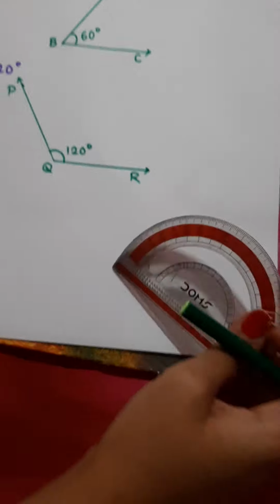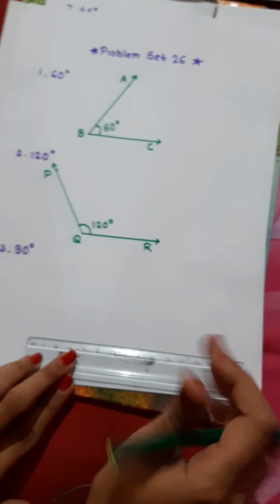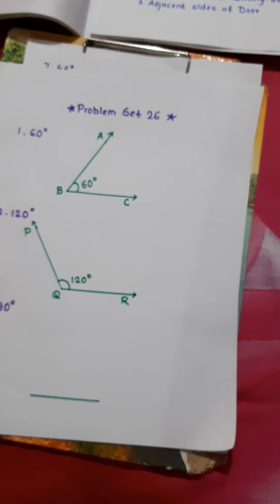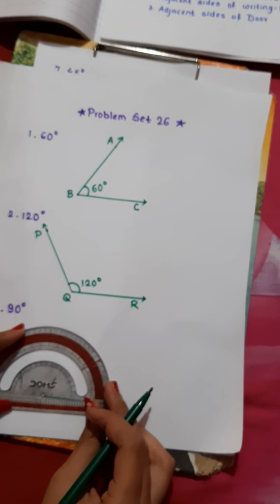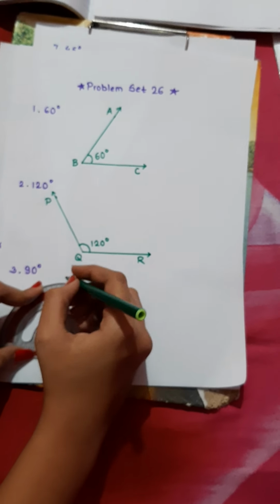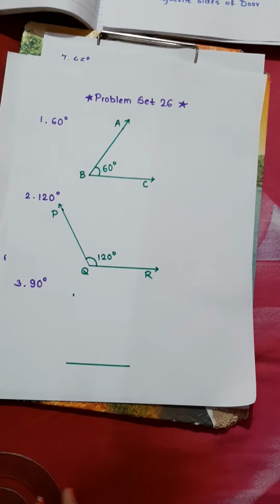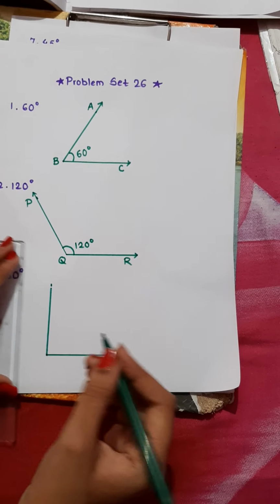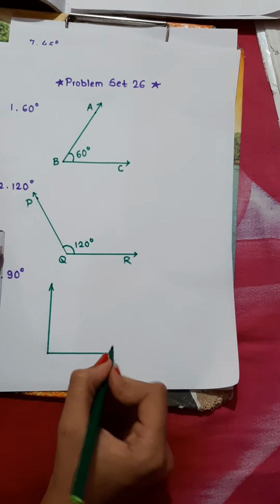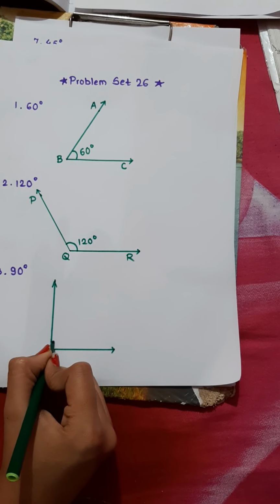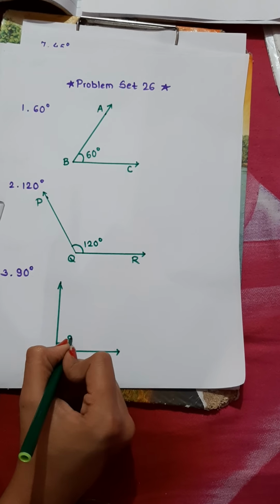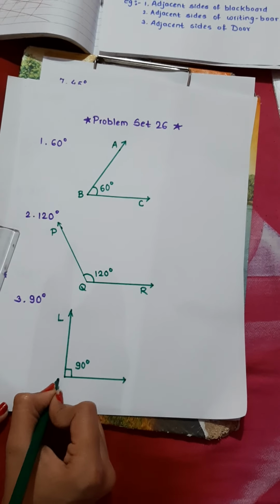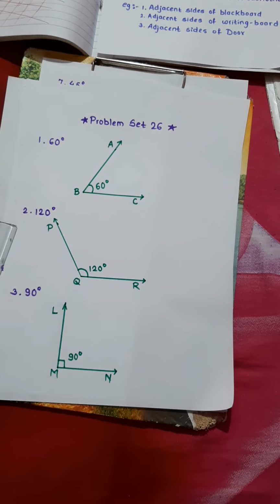Now the third angle, 90 degree. To draw a 90 degree angle, it is very simple. Only draw one horizontal line and one vertical line. Still we get 90 degree. Without using the protractor also, when we draw one horizontal and one vertical line, we will get the angle of 90 degree. Give the name angle LMN. It is of 90 degree.